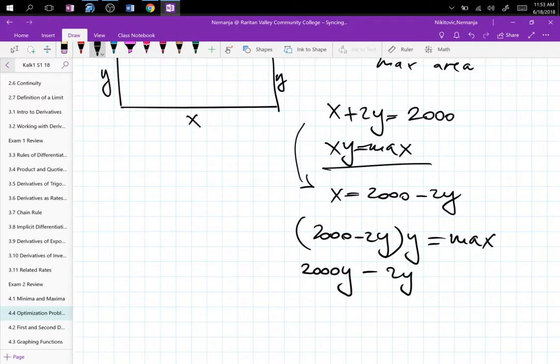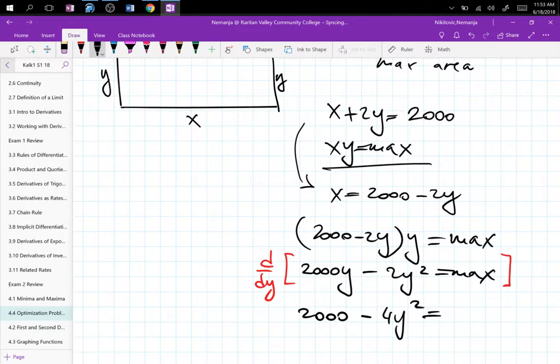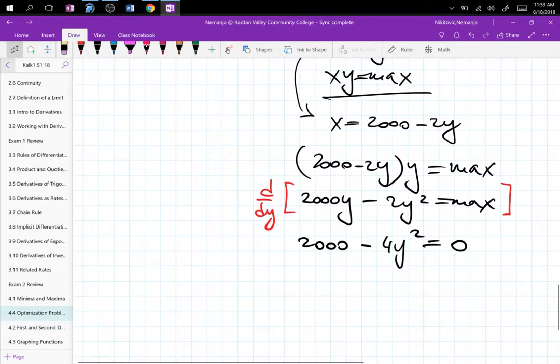2,000y minus 2y squared equals a max. There we go. And now, d dy. Nice. So this is 2,000 minus 4y equals 0. Again, derivative of max is 0. And then I have, not squared, just 4y. There we go. From where y is equal to 500.